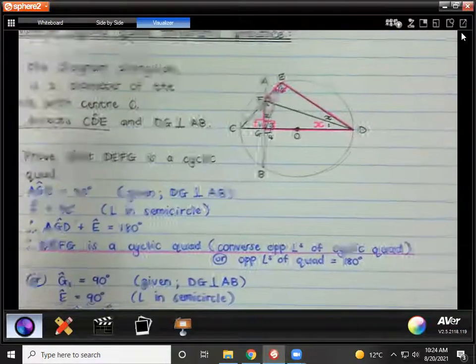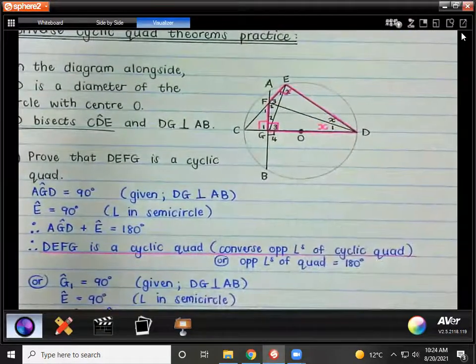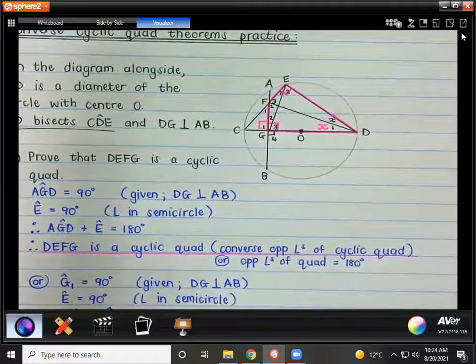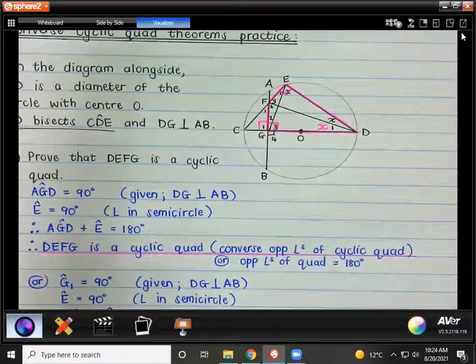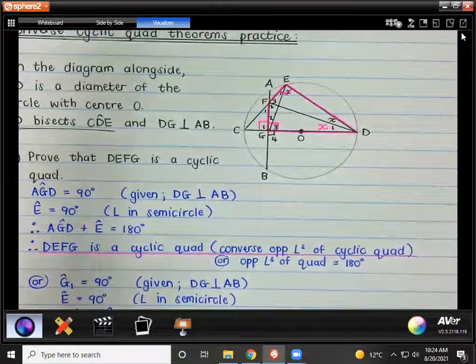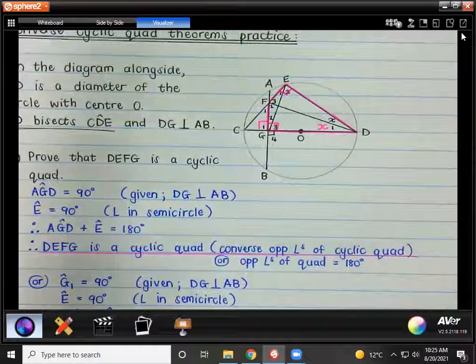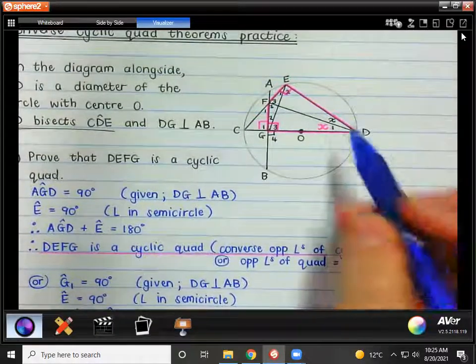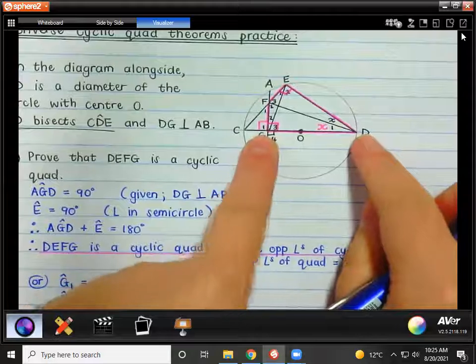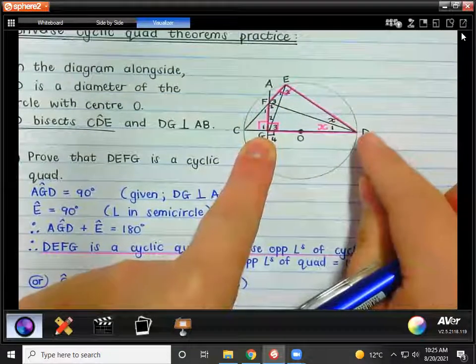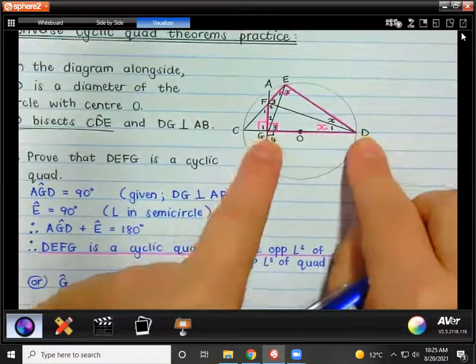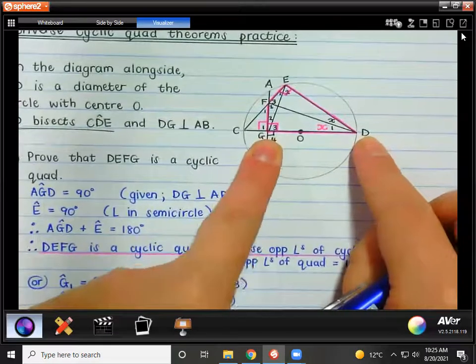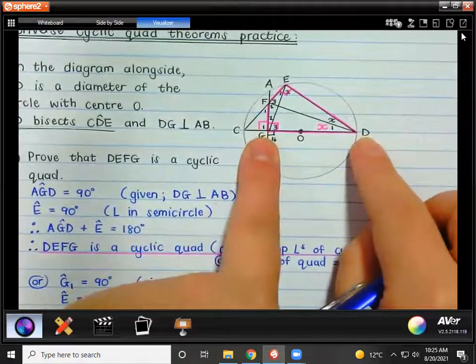Because when we proved that this is a cyclic quad, we need to remember that we can use properties of a cyclic quad. Did we prove that it is one, all right? If it is a cyclic quad, then that means that these 4 points lie on the circumference of a circle. We just can't see that circle there, all right? So what does that mean? That means that DG is a chord in that circle because D is a point on the circumference and G is a point on the circumference. Does that make sense? So that would make DG a chord.